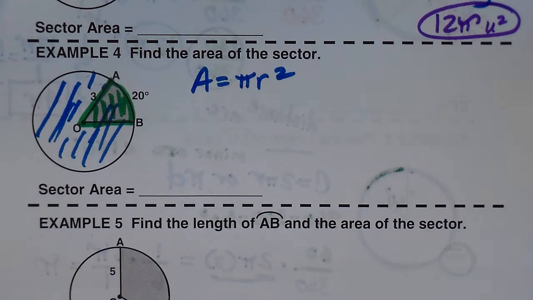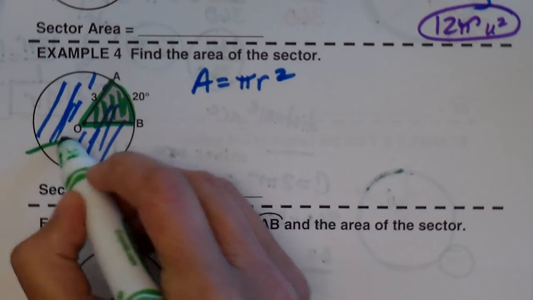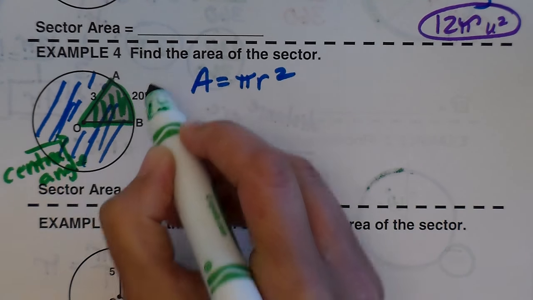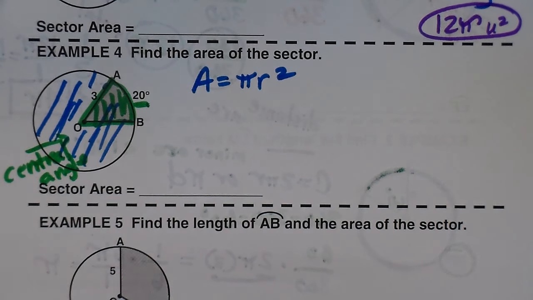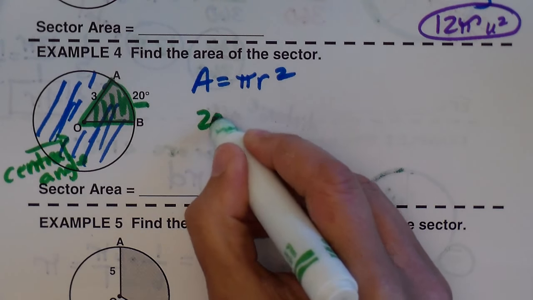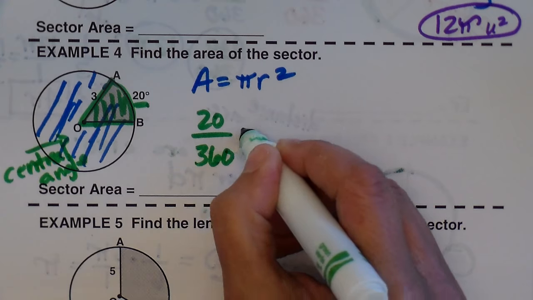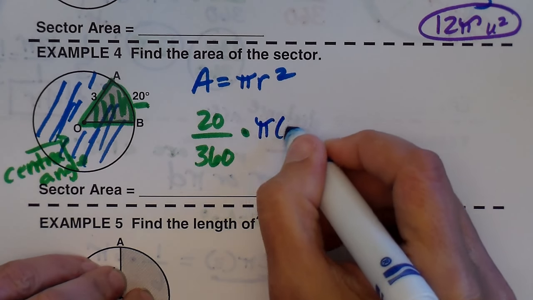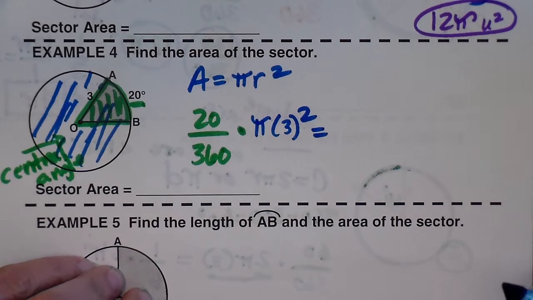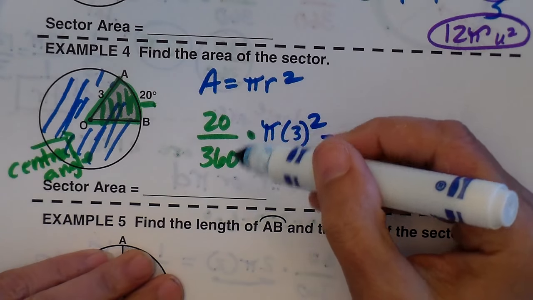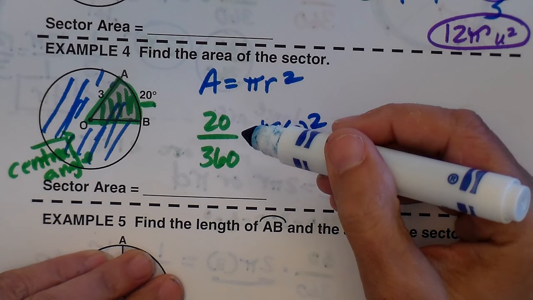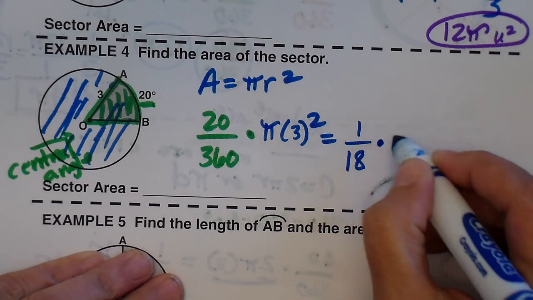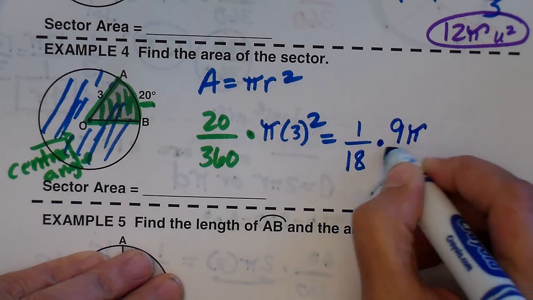And remember, this is a central angle. Remember, these are all central angles. So the central angle has the same measurement as the arc. So in this particular example, 20 degrees out of 360 is the fraction of the area that I'm looking for. So then I have pi times my radius squared. Let's reduce 20 out of 360, which is 1/18. So I want 1/18 of the area, and the area is 9 pi.